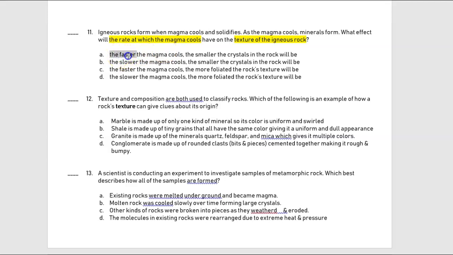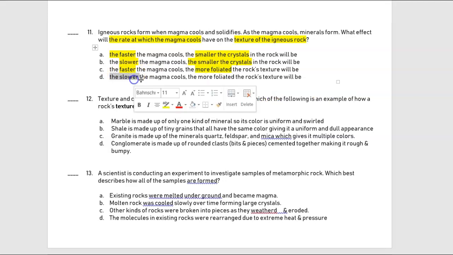So here we have a fast magma cool associated with small crystals. Here we have a slow magma cool associated with small crystals. Here we have a fast magma cool associated with foliated rocks. And here we have a slow cool associated with foliated rocks.